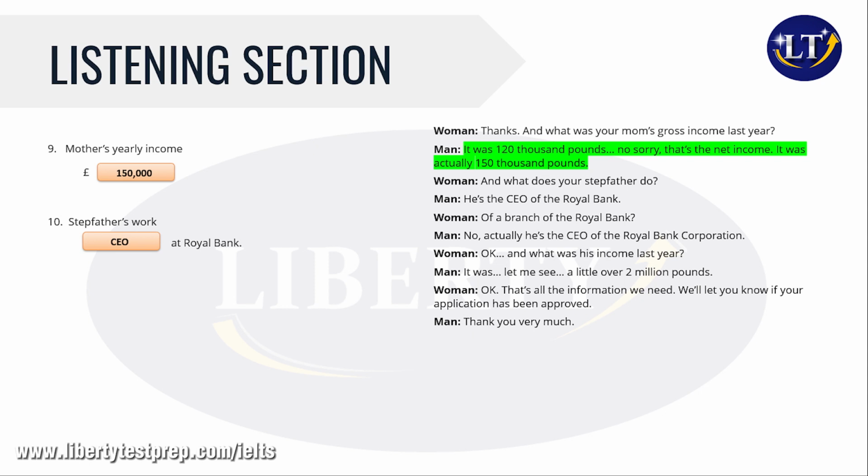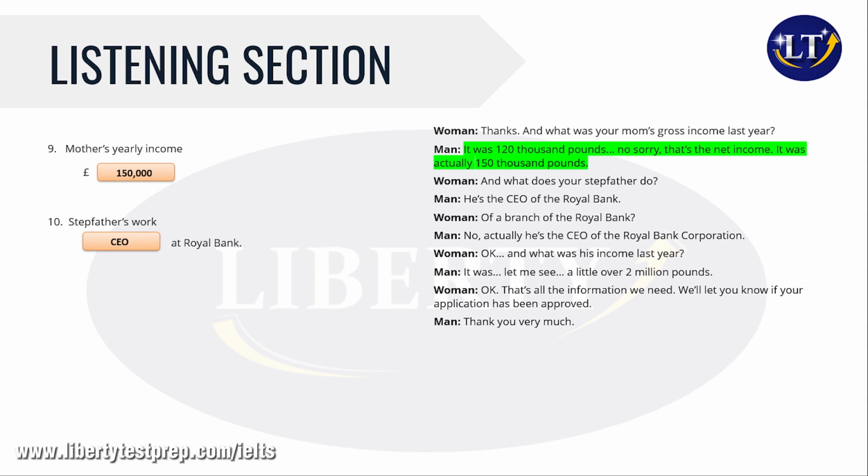If you look at the script where you find the answer, here again they're trying to get you confused. Why? Because he actually gives two values. He gives two numbers. At first he says it was 120,000 pounds. So you think it's 120, and maybe you write that down. But then he says, no, sorry, that's the net income. So he got confused. That information he gave was not accurate. And then he fixes what he said before and says it was 150,000 pounds. So that's your final answer, 150. They're trying to get you confused.